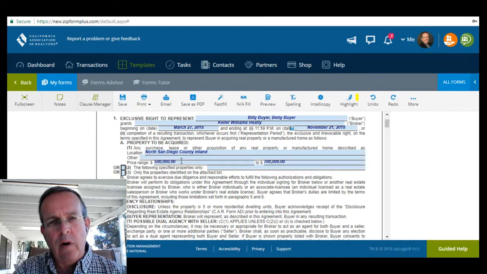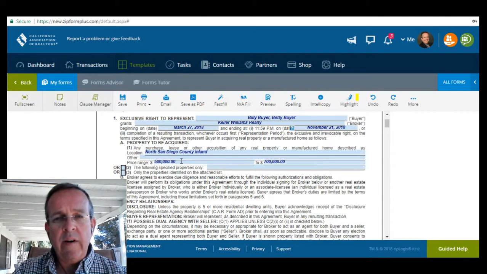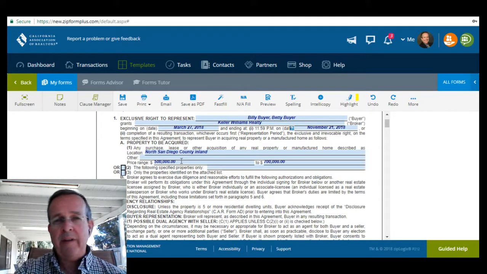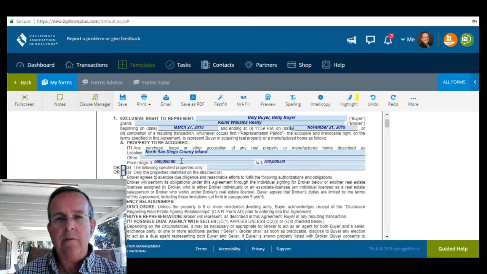Make it very broad. They should have already met with your lender. You should know what they're qualified for. So if they're qualified up to $600,000, make sure that this reads something like $400,000 to $800,000. Make sure that they get anything that they're going to buy that you're going to be able to represent them on. Okay. Following specific properties only.